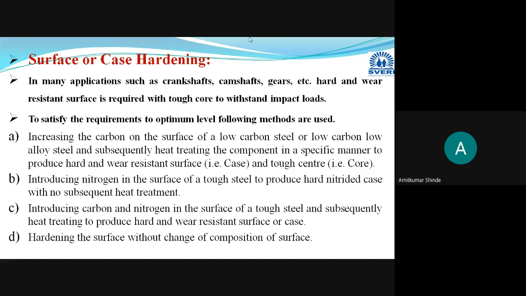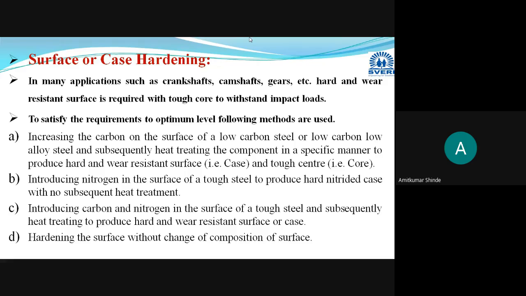And the second type will be, you can introduce nitrogen on the surface. Due to the introduction of nitrogen, that surface will become hard and wear resistant. And whenever you are introducing only nitrogen, no further heat treatment is required here. And the third type will be introduction of carbon and nitrogen. Whenever you are introducing carbon, it will require a further heat treatment process.